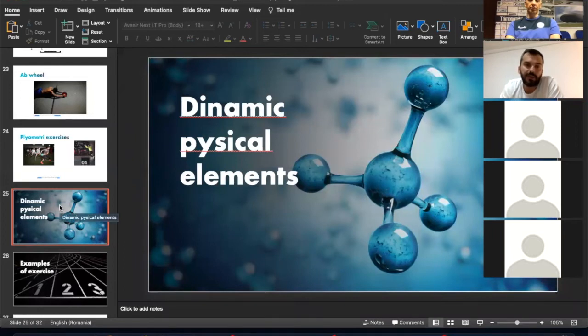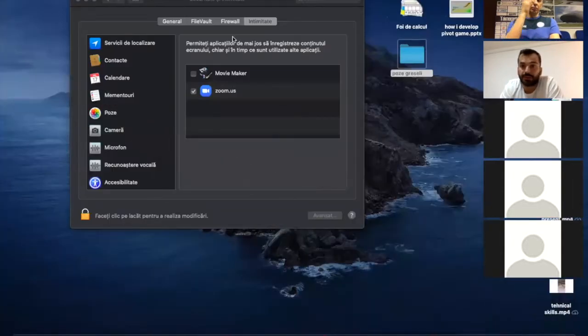We have a dynamic physical part also that I do with the girls. And I will show you a few exercises, the physical dynamic part.